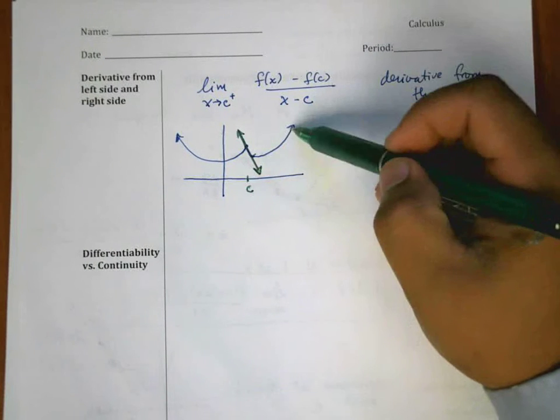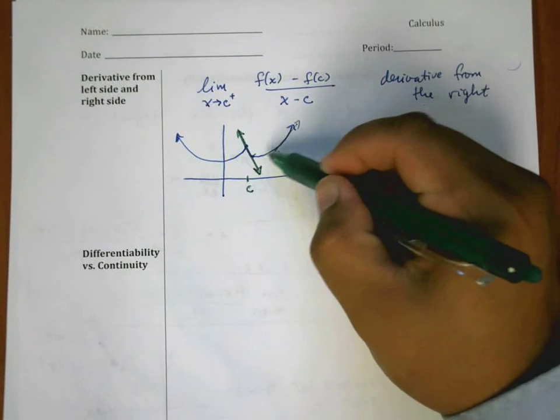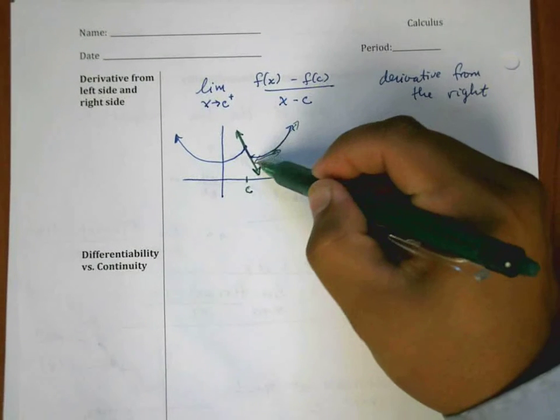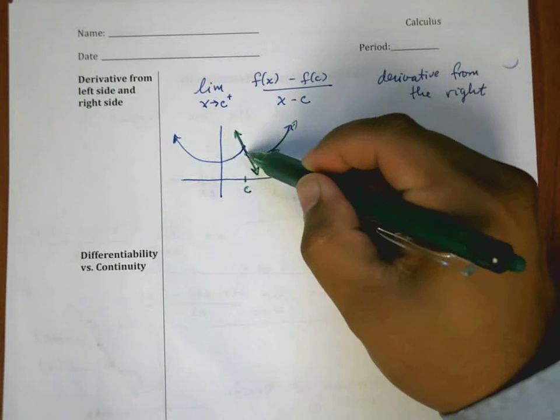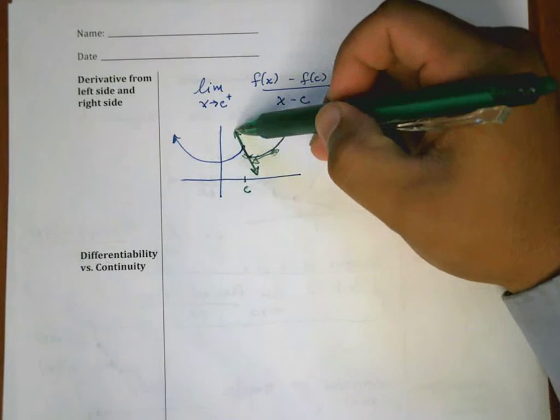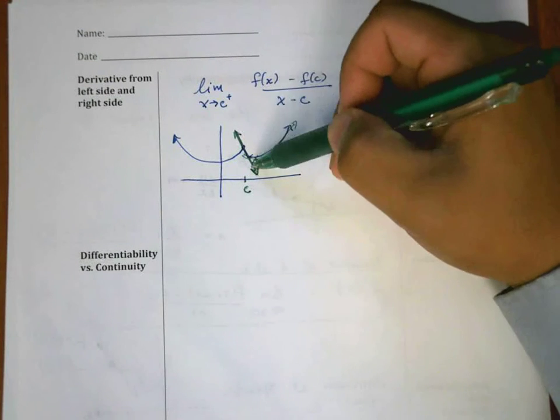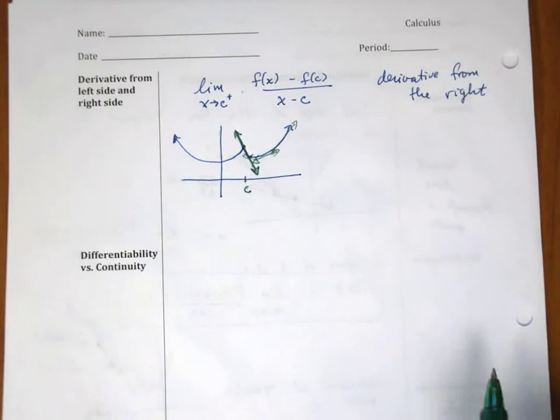So I can draw a bunch of tangent lines here. Here it looks like that. Here it starts to level out more. As I get closer and closer, the tangent lines change a little bit, and then at this point, coming from the right, I end up with this line right here, and whatever the slope is, that's the derivative coming from the right at the point C.